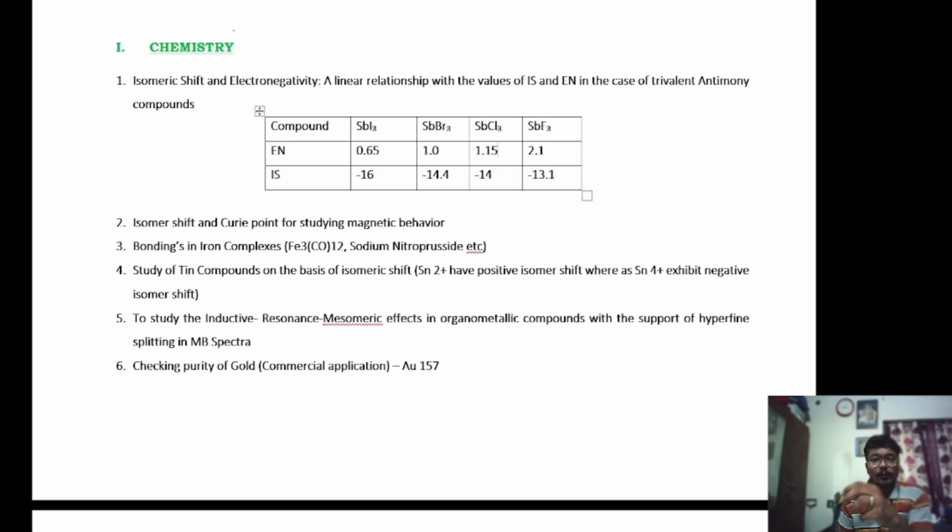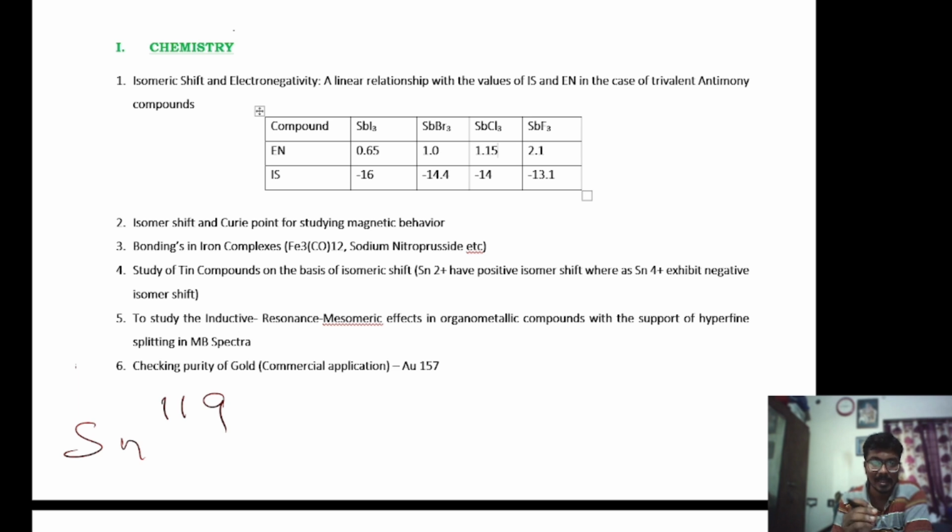Okay, moving to the fourth application, to study tin compounds on the basis of isomer shift. In this case, we are using tin-119. This is the isotope that we use to study the Mössbauer spectroscopy of tin compounds. On the basis of isomer shift, what is the speciality in the case of tin compounds?